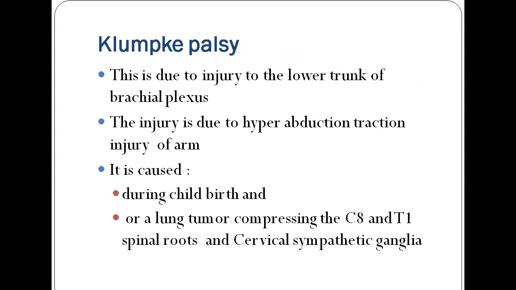So we next come to Klumpke's palsy. This is due to injury to lower trunk of the plexus. Injury is due to hyperabduction traction injury of the arm. It is again caused during childbirth, or it can be caused due to a lung tumor compressing the T1 spinal roots, and also cervical sympathetic ganglia.